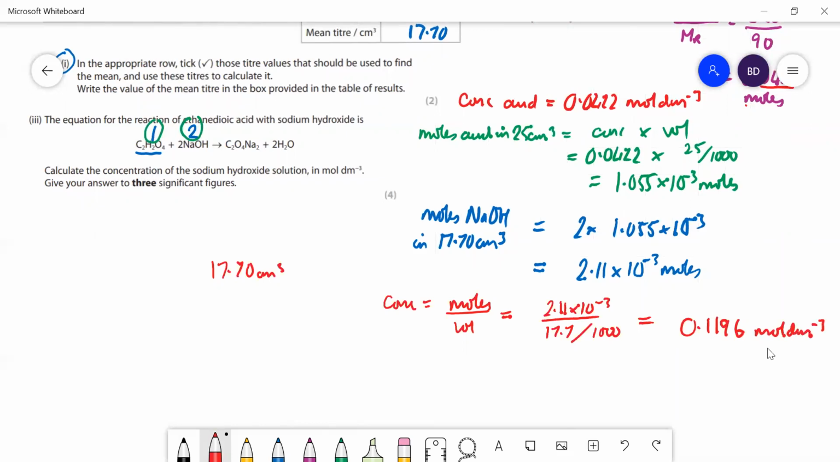Now, I think the question tells us it wants it to 3 significant figures. So we should round that, and that should be 0.120 moles per decimeter cubed. That's our final answer.